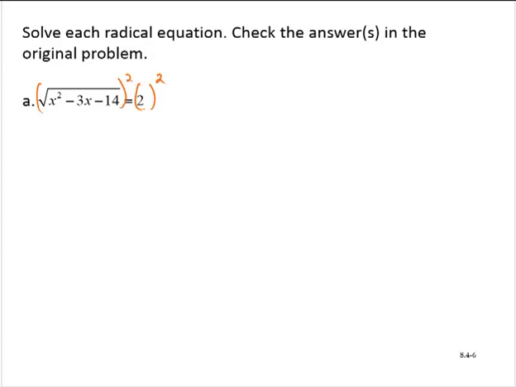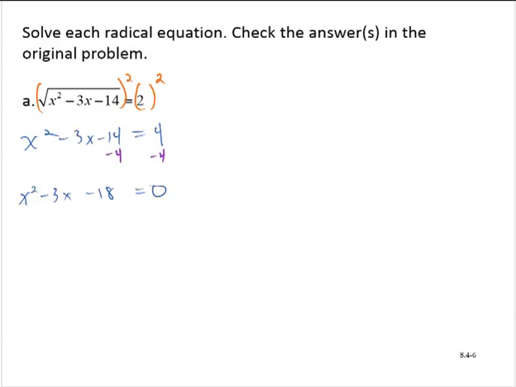The square root of x squared minus 3x minus 14, squared, is just x squared minus 3x minus 14. And that's equal to, well, 2 squared is 4. So now I look at this equation and say, hey, that is quadratic. So let me get one side equal to 0. I'll subtract 4 from both sides. And so I now have x squared minus 3x minus 18 is equal to 0.